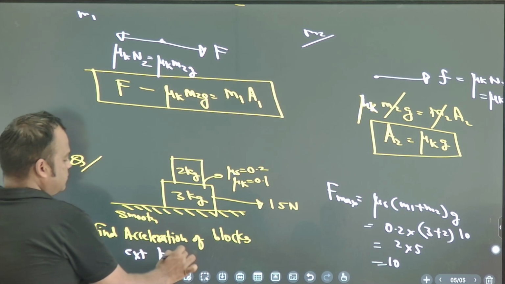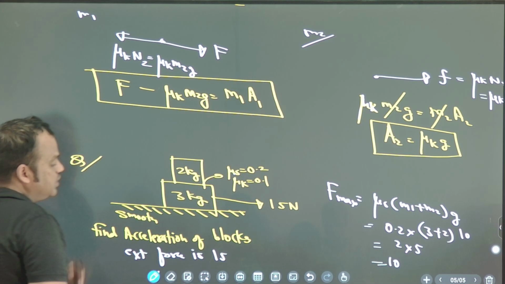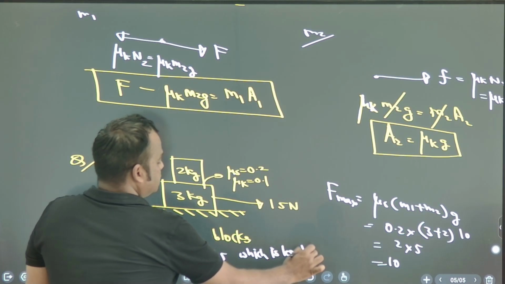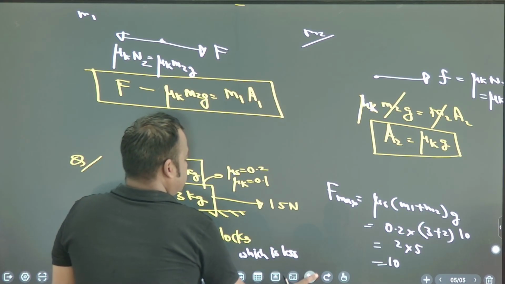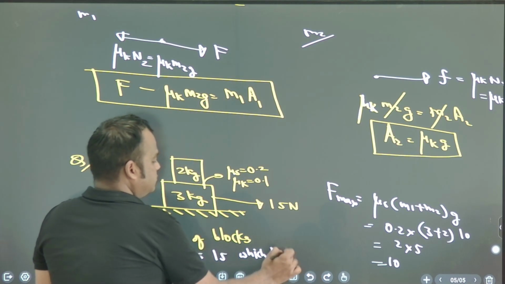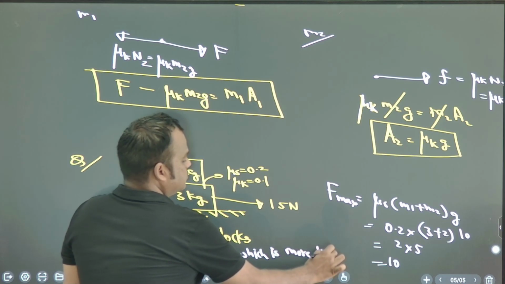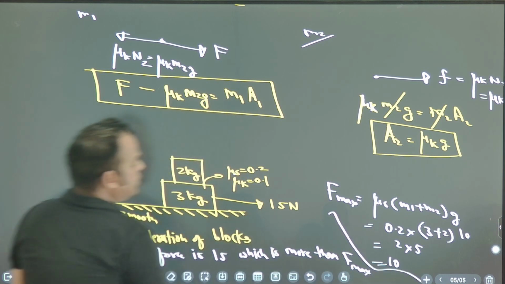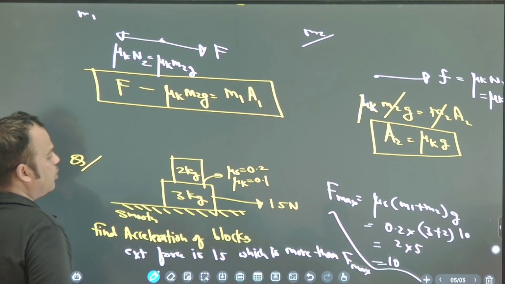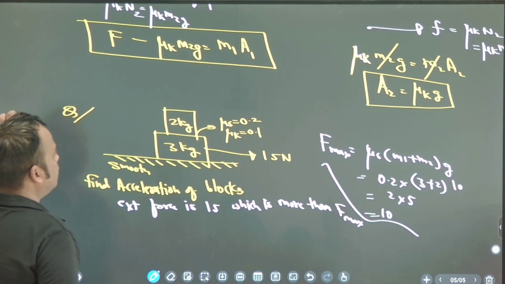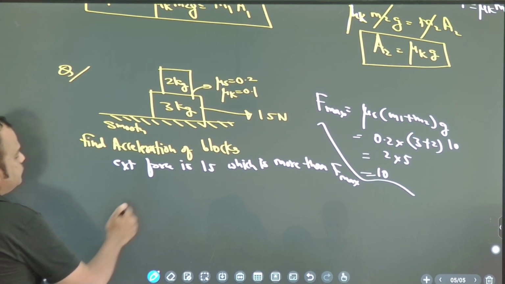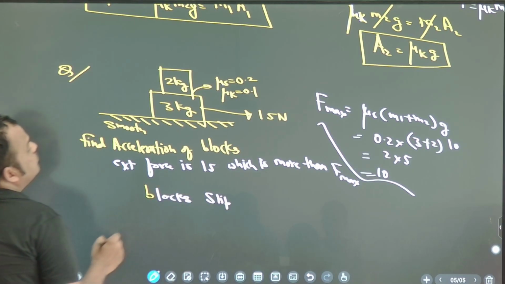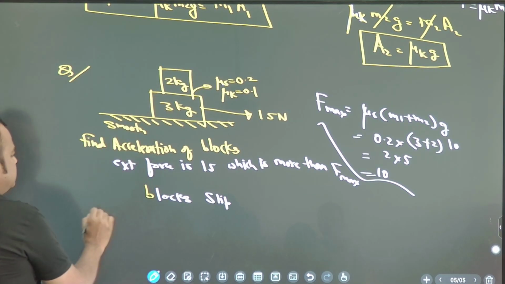External force is 15, which is more than F max. So block slip. Blocks slip. So how to solve for 3 kg?